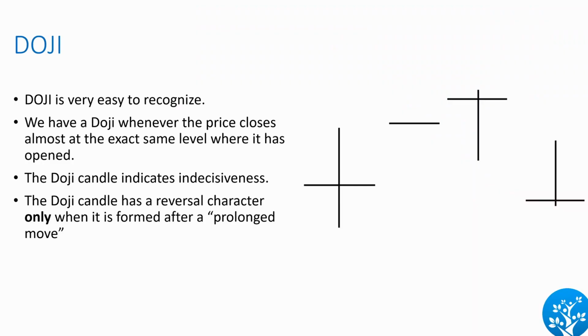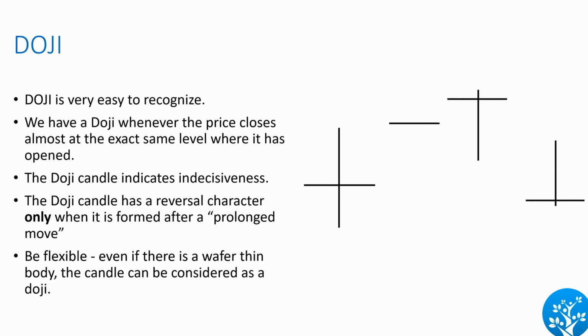We only consider it as a sign that the existing prolonged move might be losing steam, and that the opposite party, the bears or the bulls, are coming with equal strength. And at the end of the day, it is undecided where the price will be. We have to be flexible, even if there is a wafer-thin body. If it's a small body, where open and close have a difference of, let's say, 0.05%, we can still consider it as a doji candle.